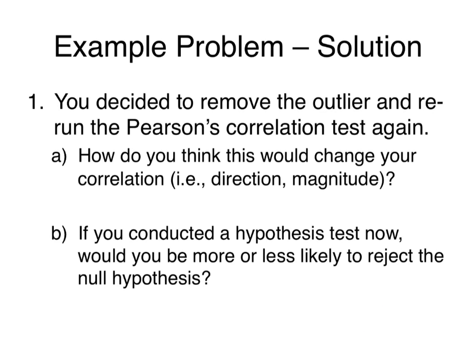So let's say you decided to remove the outlier and rerun Pearson's correlation test again. How do you think this would change your correlation? So for example, the direction and magnitude. If you conducted a hypothesis test now, would you be more or less likely to reject the null hypothesis?